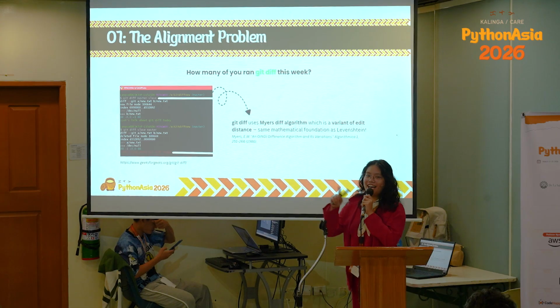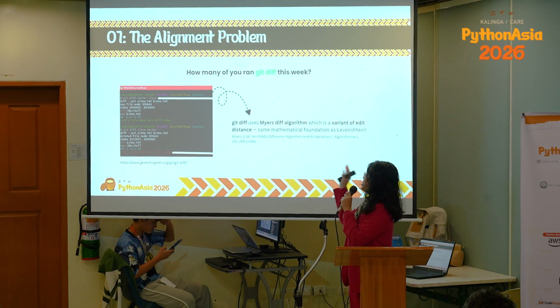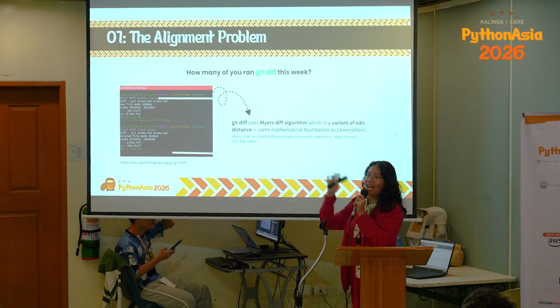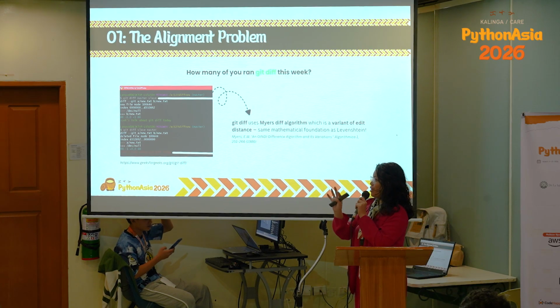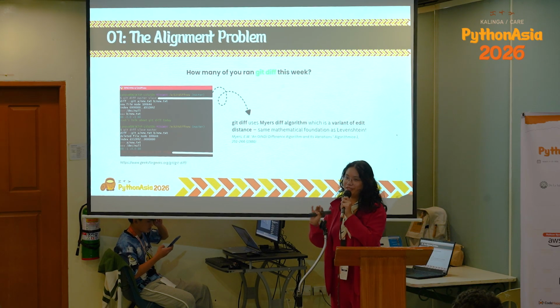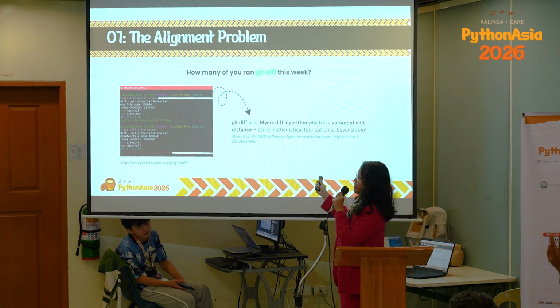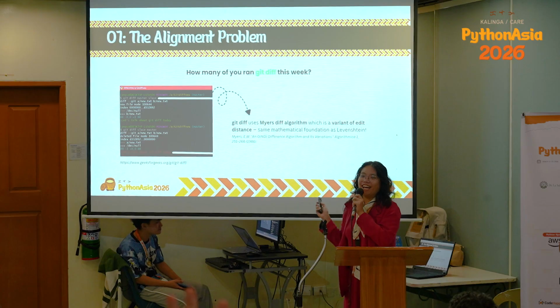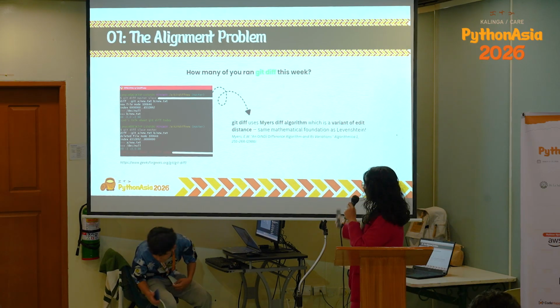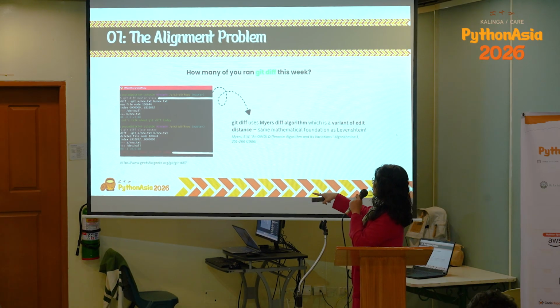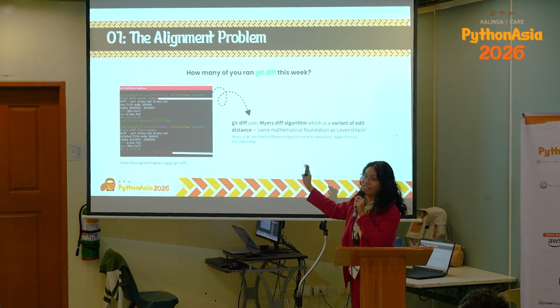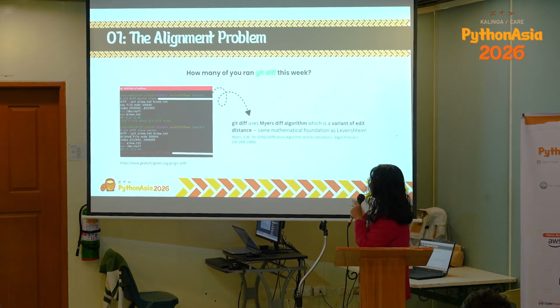First of all, I want to ask everyone here, how many of you ran Git diff this week? Or anyone who is familiar with this? Because I know a lot of people here are programmers. So can I see a number of hands that are familiar with this concept? Okay, that's nice.